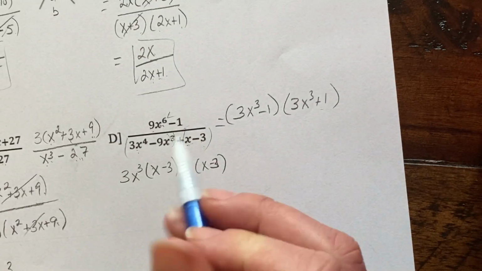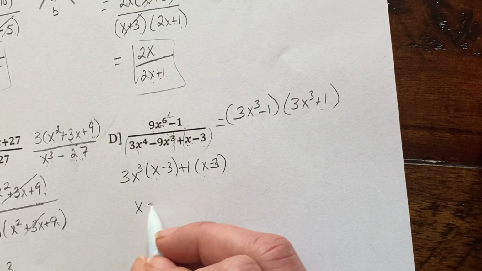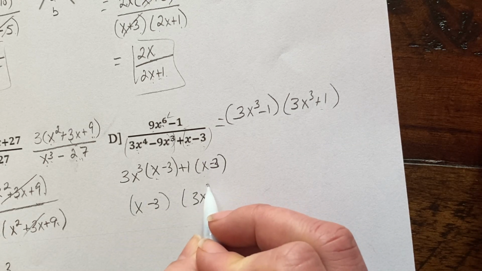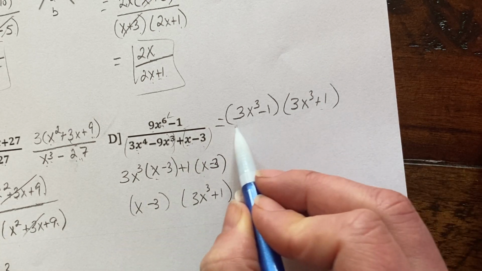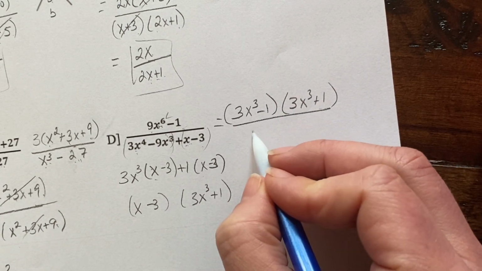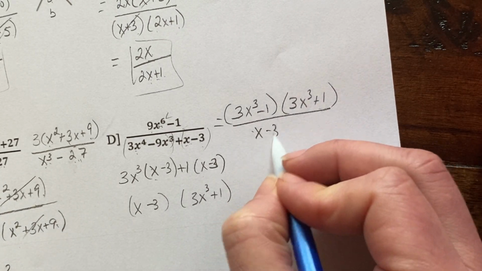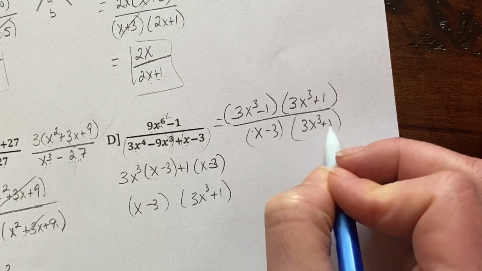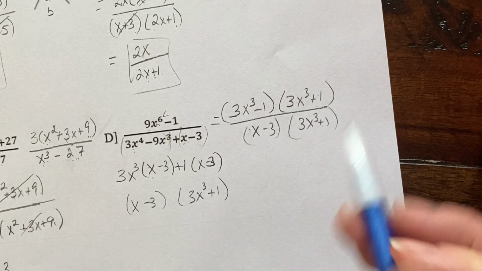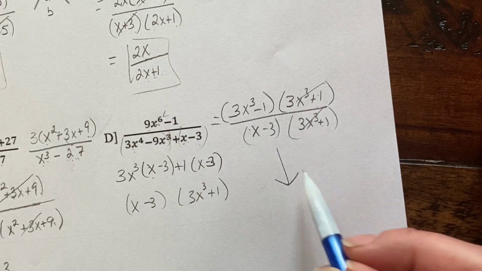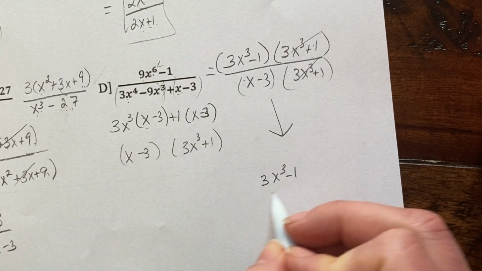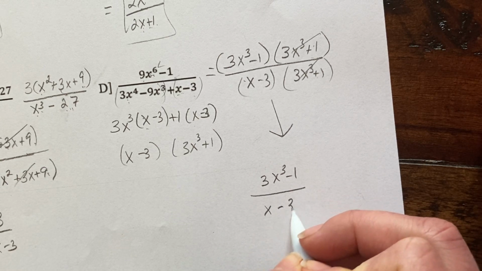Okay. I take out my repeating. And then I'm left with 3x to the third plus 1. And so I'm going to add that up over here. And I see I have a common factor that I can reduce out. So my final answer, we get 3x to the third minus 1 over x minus 3.